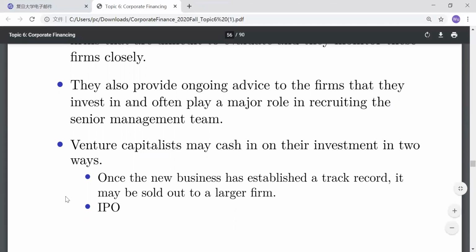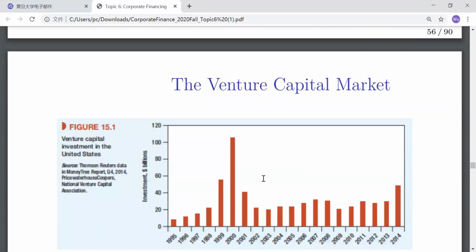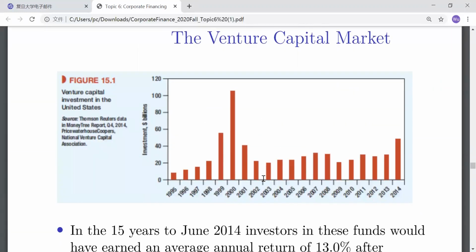And venture capitalists might cash in on their investment in two ways, right? One is like we just talked about, IPO. And then acquisition. So when a new company establishes a record, it might be sold to another large company. This is also another way venture capitalists exit.